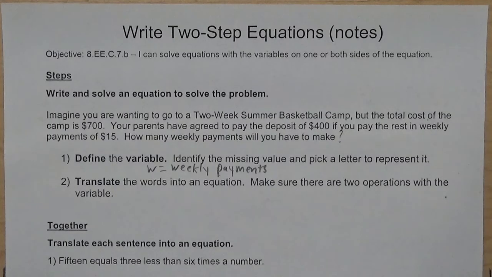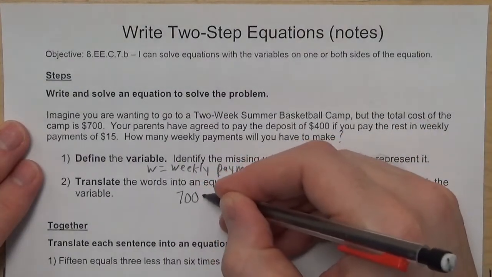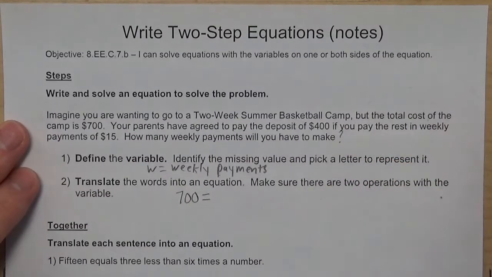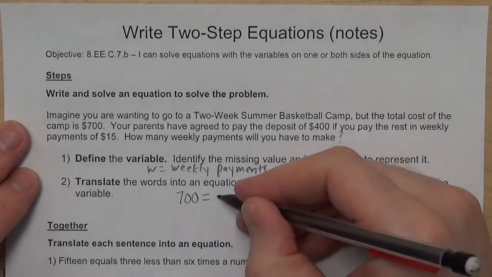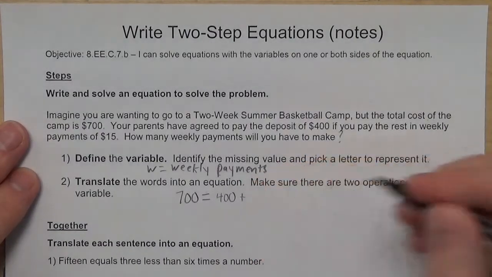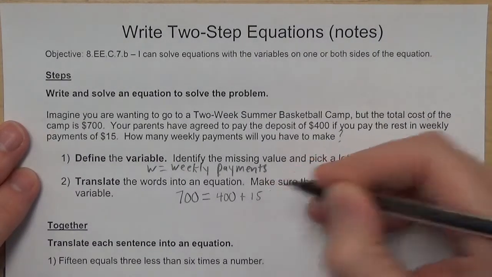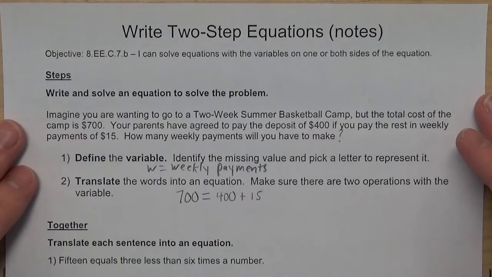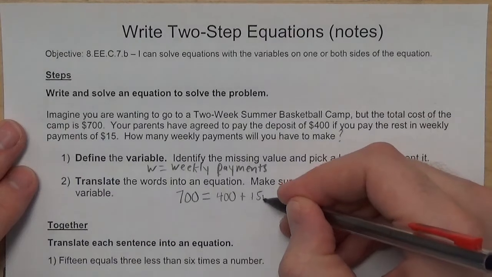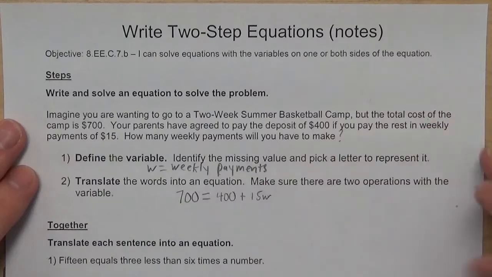But let's just start with where the problem starts, which is the total cost of the basketball camp, $700. So $700 is going to be equal to, it says your parents have agreed to pay the deposit of $400. So we know it's going to be at least $400. Your parents made that one-time payment, plus you're going to make weekly payments of $15. But you're not doing that just one time. It's not just 1 week. It's going to be times a certain number of weeks. We don't know how many weeks, so we used W to stand for how many weekly payments you'd have to make. So times W. So the $400 plus 15 times a certain number of weeks will equal the $700 for the camp altogether.